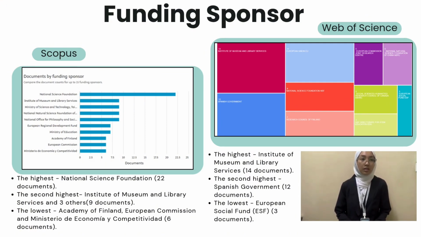Meanwhile, others have funded 9 documents each, and one of them is the Institute of Museum and Library Services, followed by the European Regional Development Fund and Academy of Education, which contribute to funding 7 documents. Finally, the Academy of Finland, European Commission, and Ministerio de Economia y Competitividad, each funding 6 documents, make them the least among the 10 existing sponsors.